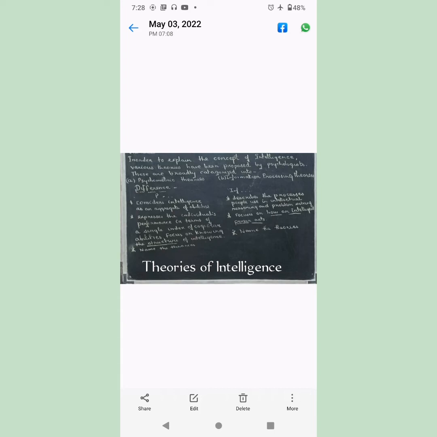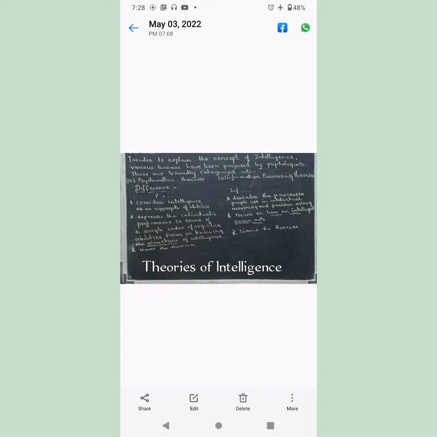And then the second theory that comes under psychometric theories is the two-factor theory. It is given by Charles Spearman. In this video, I am going to explain these theories one by one. Just now I am telling you the names of the theories which are psychometric. Then the third theory is the theory of primary mental abilities. This is given by Louis Thurston.